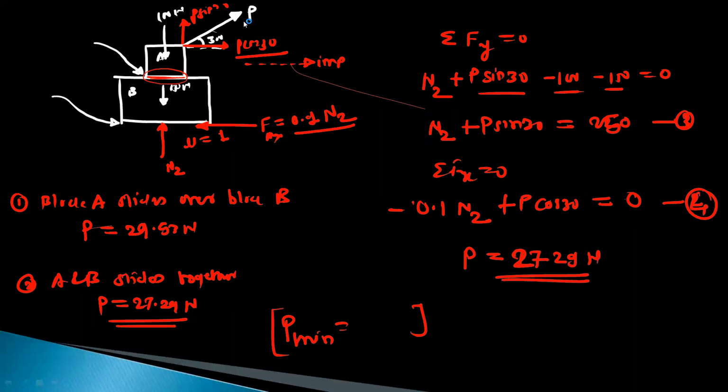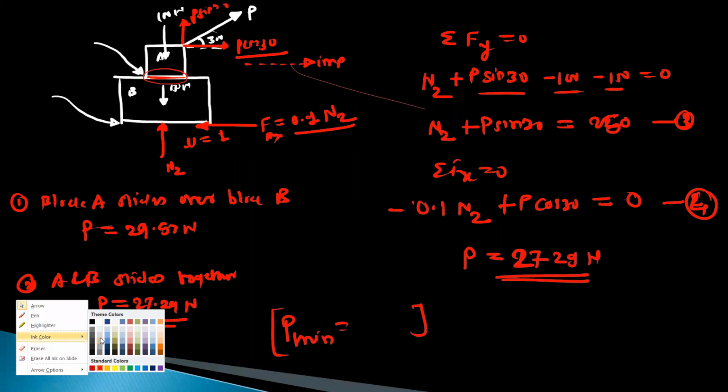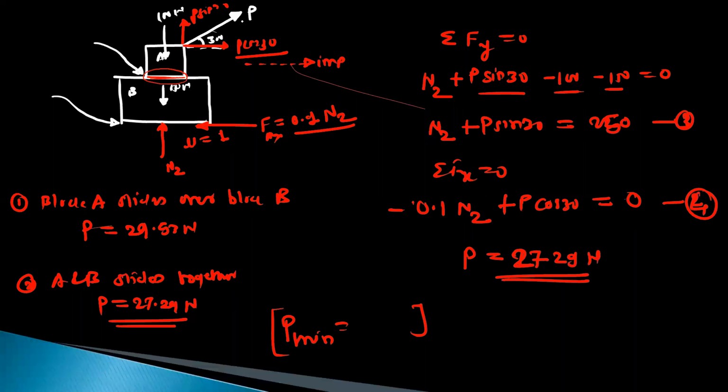So just imagine you are performing this experiment physically, and this is the pan, and you are adding the weight. Okay, so initially there is no weight. After that, you start adding the weight 1 Newton, 2 Newton, 10 Newton. Okay, so initially you will reach this value, which is 27.29.